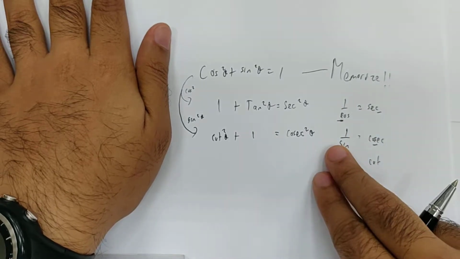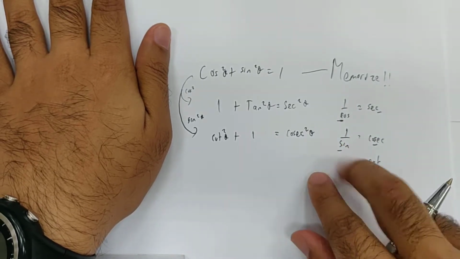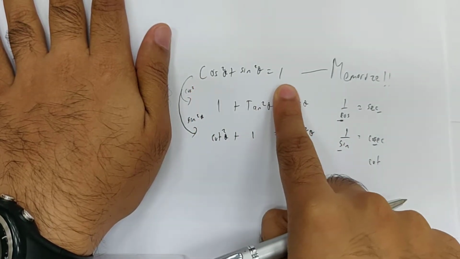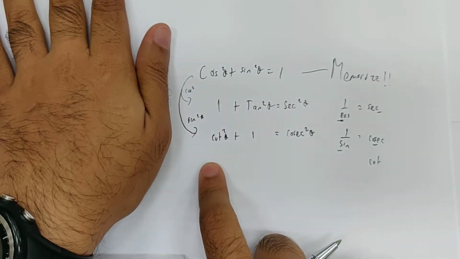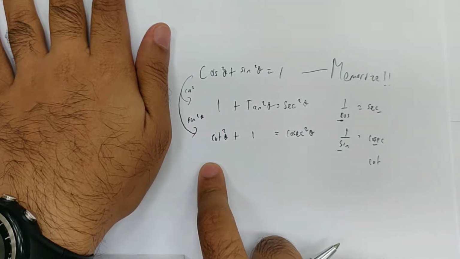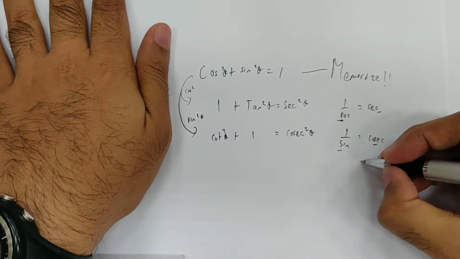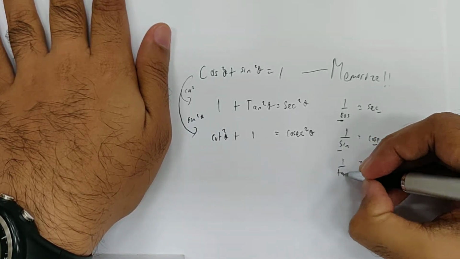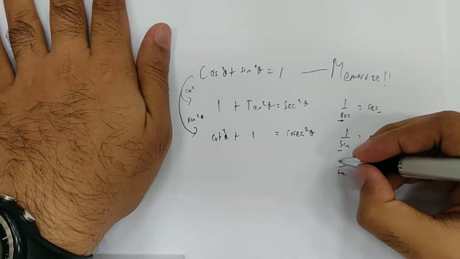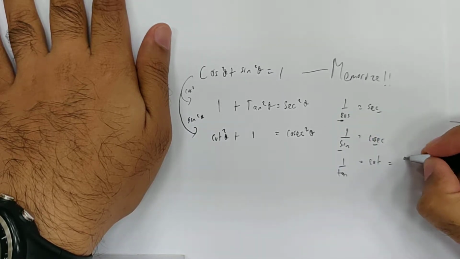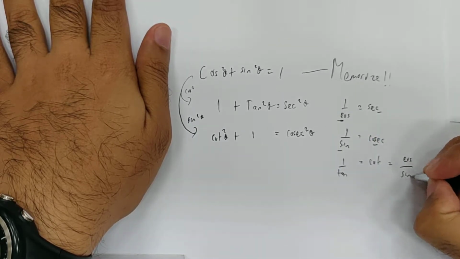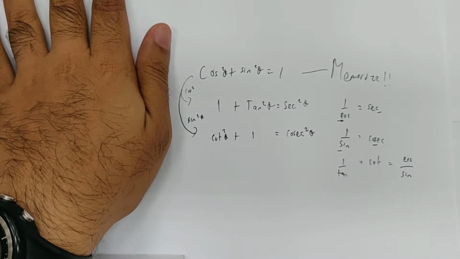You must memorize this one, okay? I'll be honest with you, I just memorized the first line and I derived the other two. I don't memorize all three. And what about cot? 1 over tangent, or cos over sine. You guys okay?